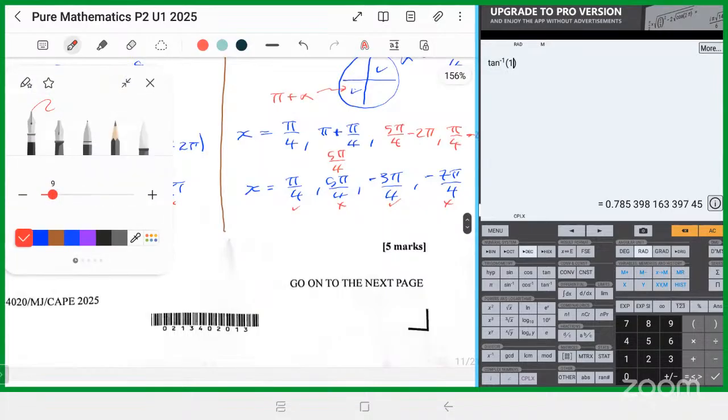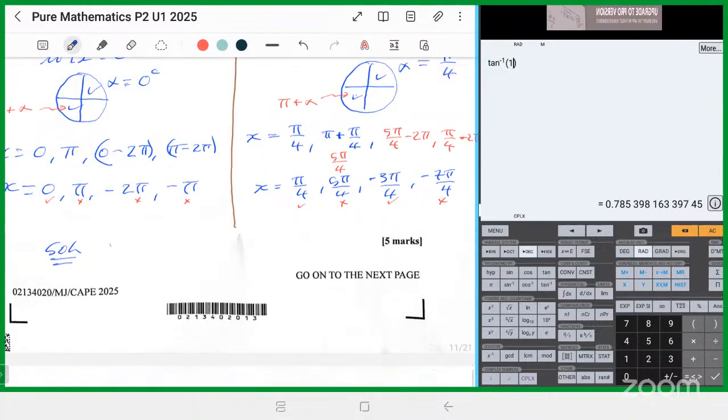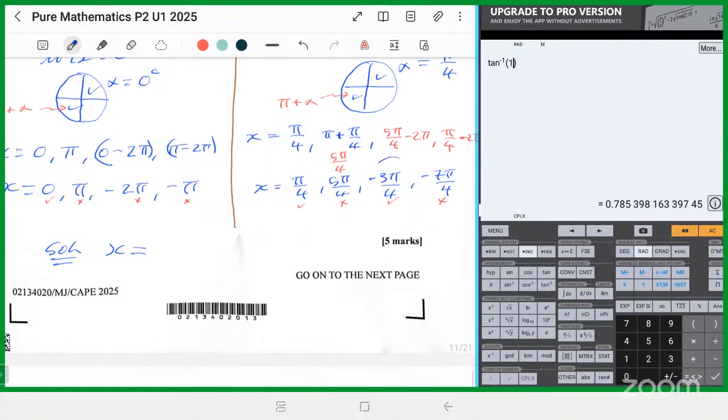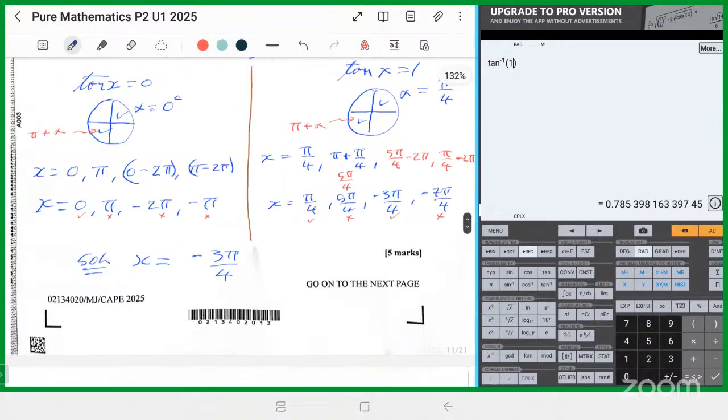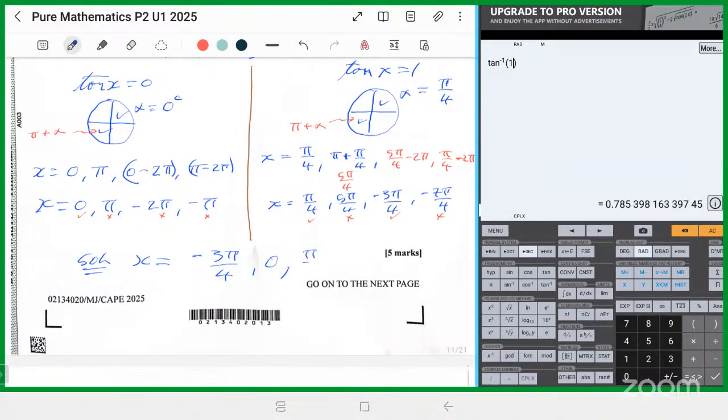Solution line. Put them in a solution. X equals the smallest value, which is negative one right here, minus 3 pi by 4. And then 0. And then this 5 pi by 4. So that's 5 marks for that.